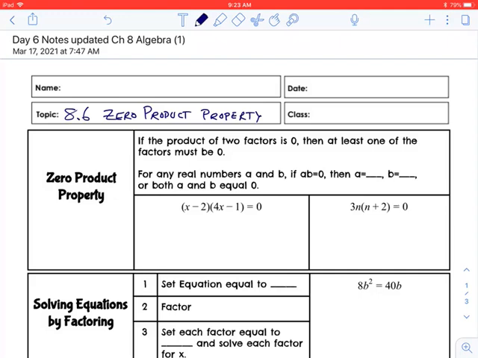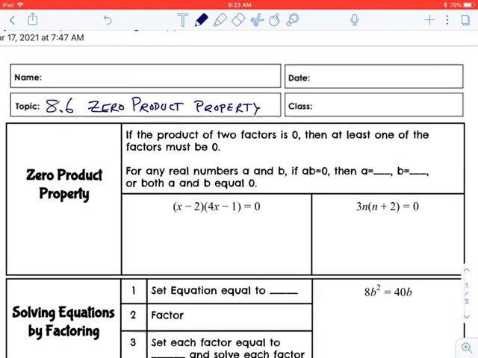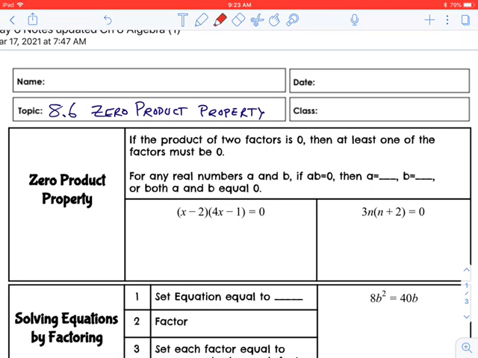Algebra 1, we are talking 8.6 before spring break, which is talking about the zero product property. The zero product property, as it says, is when two factors equal 0, at least one of them must be 0. So if you have A times B equals 0, then A equals 0, B equals 0, or maybe both.